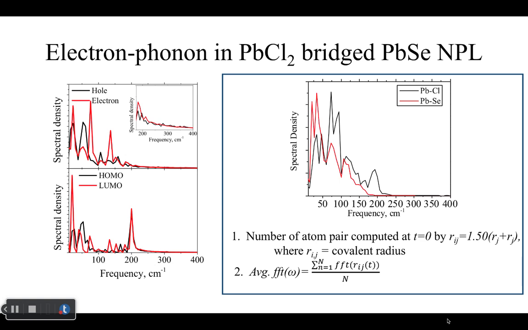So what I did in this case, I first took a bond pair from the initial state and then calculated all of these pairs individually through the trajectory, and then took the Fourier transform of that energy. This average, n here, is the number of that specific type of bonds, and then I take the average and show it from here. So in this case, the lead to selenium bond has a very high energy.